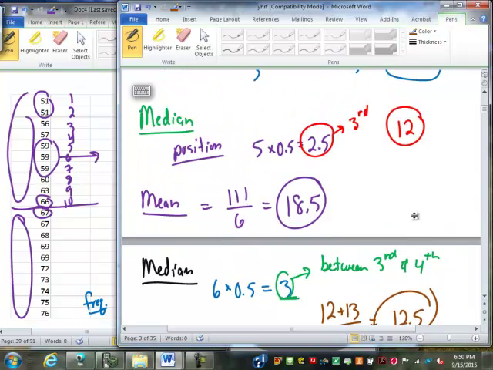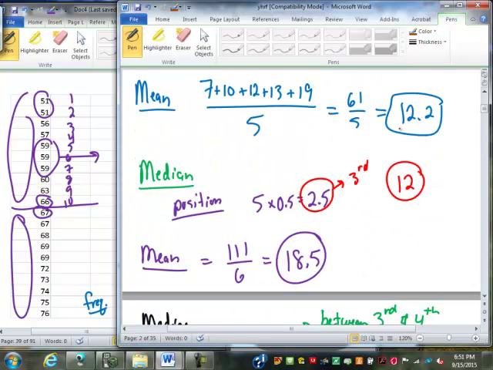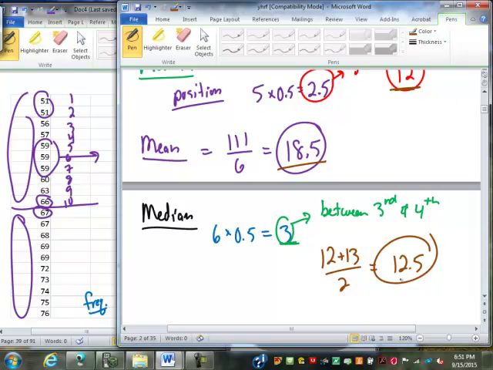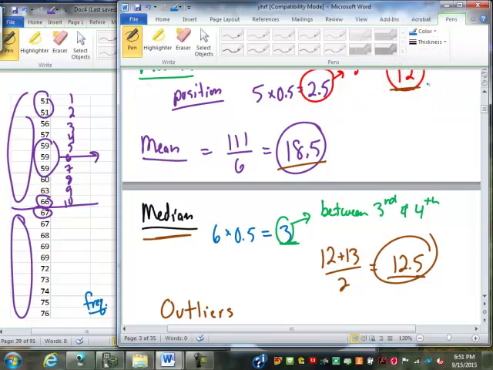So you can see here with that large number, the 50 put in there, the mean went from 12.2 all the way up to 18.5, a huge jump in the mean. The median, however, only went from 12 to 12.5. The median is much more stable for what we call outliers. That 50 was an unusual value. It's either way bigger or way smaller than the other numbers. So the median is generally considered a better measure of center because it is not as likely to be radically changed by those outliers. Let me give you a great example of this.